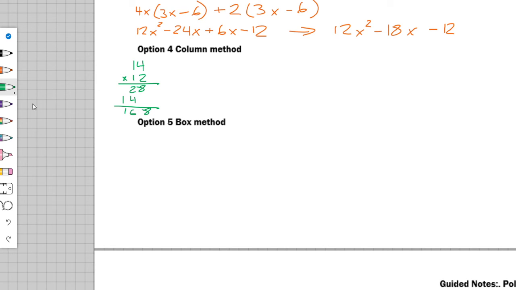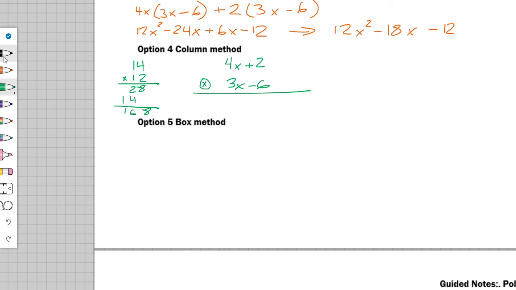It just may take a little bit of time, so let's set it up. So we got 4x plus 2, and then we're going to multiply, it's a multiplication symbol, the 3x minus 6. I'll do it one term at a time.